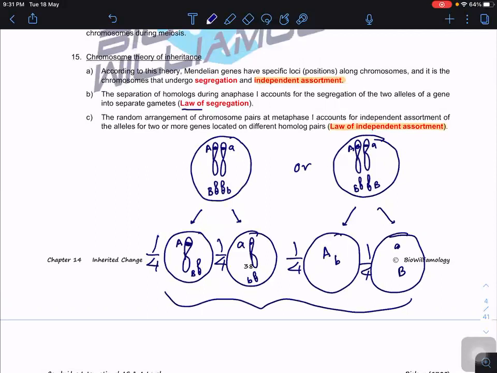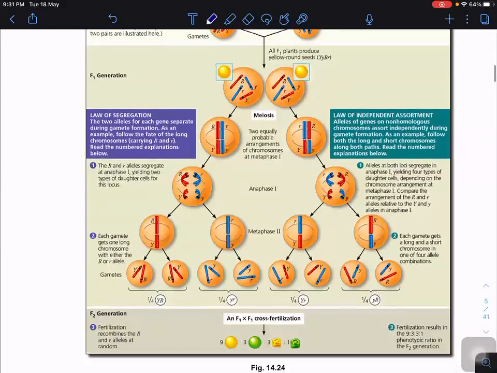So the law of segregation, later we are going to use it for monohybrid crosses, which means we look at only 1 gene. The law of independent assortment, we look at 2 genes, but these 2 genes are located on different chromosomes. In the next lessons, we will look at 2 genes located on the same chromosome. Today we are looking at these 2, the law of segregation and the law of independent assortment. So this one you can go through.